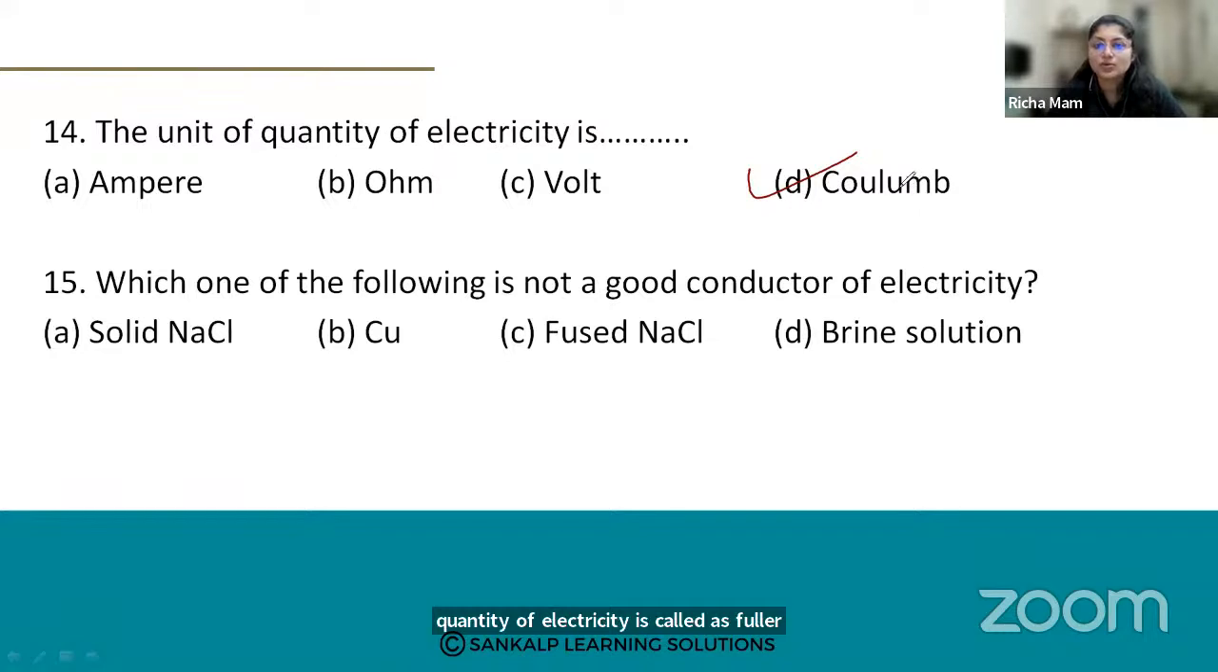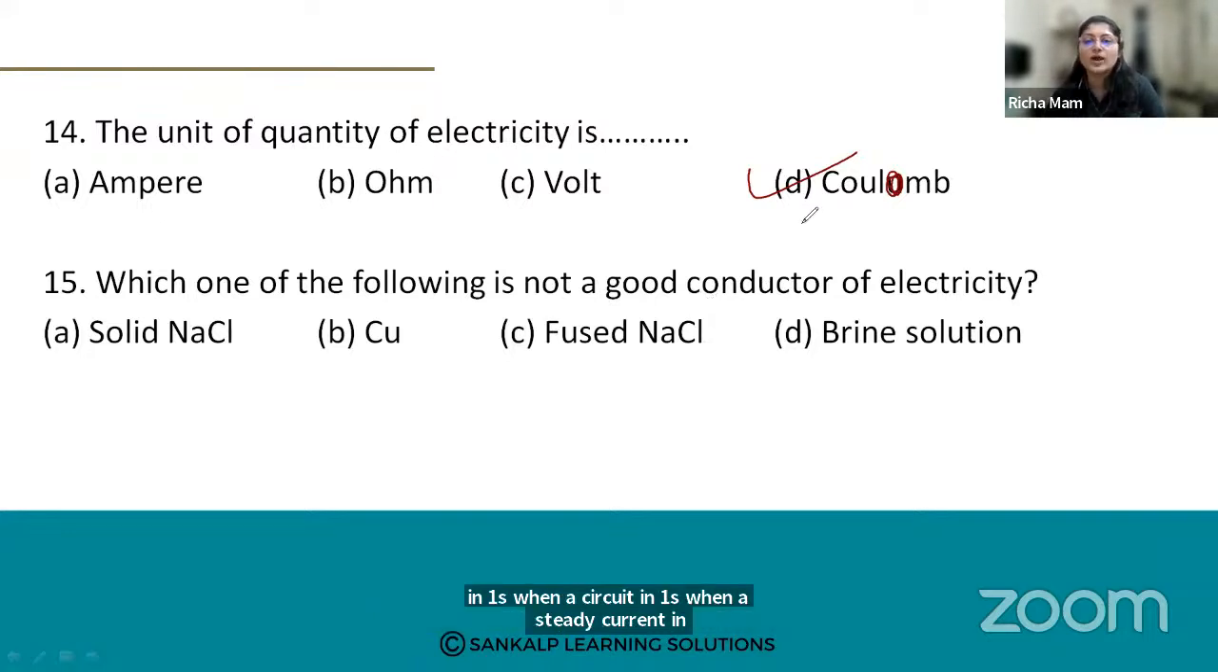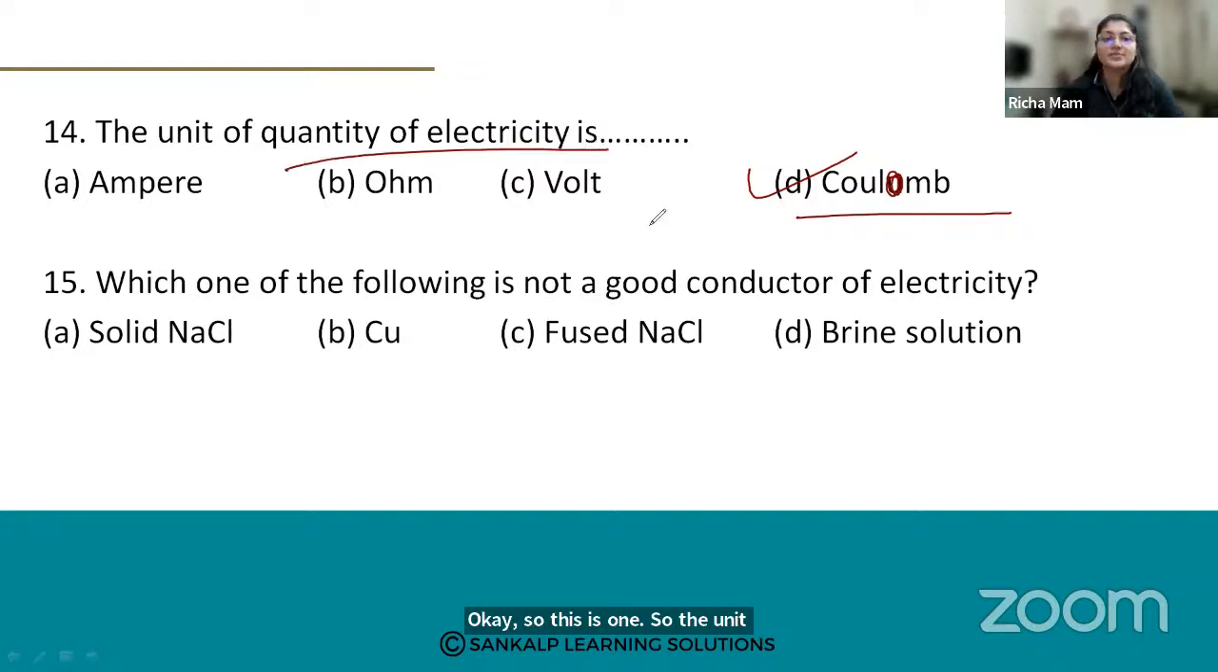So a coulomb is nothing but a quantity of electricity which passes at any point in a circuit in 1 second when a steady current of 1 ampere is flowing. Okay, what is 1 coulomb? A coulomb is a quantity of electricity passing at any point in a circuit in 1 second when a steady current of 1 ampere is flowing. So this is 1 coulomb. The unit of quantity of electricity is given as coulombs.